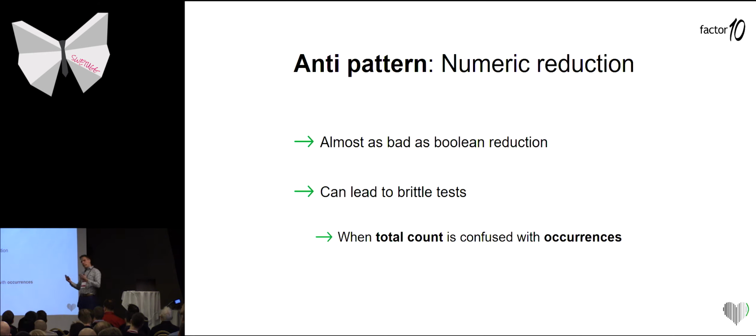What we did was that we confused total count with occurrences. I tested that we had 3 items in the beginning, but that was not really what I was after. It was after occurrences of persons matched on first or last name.